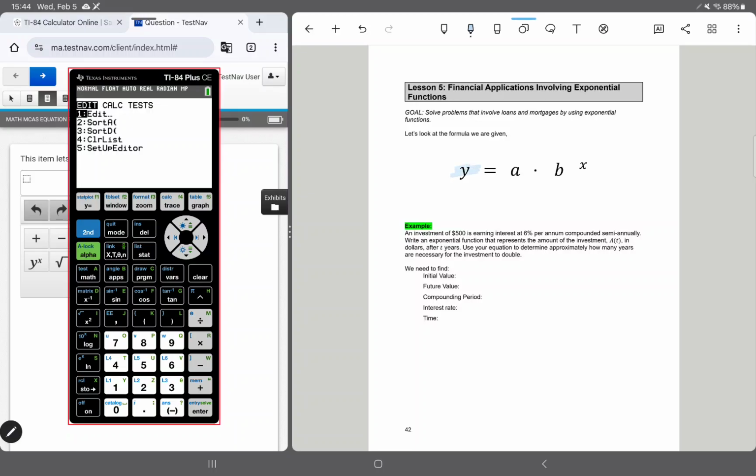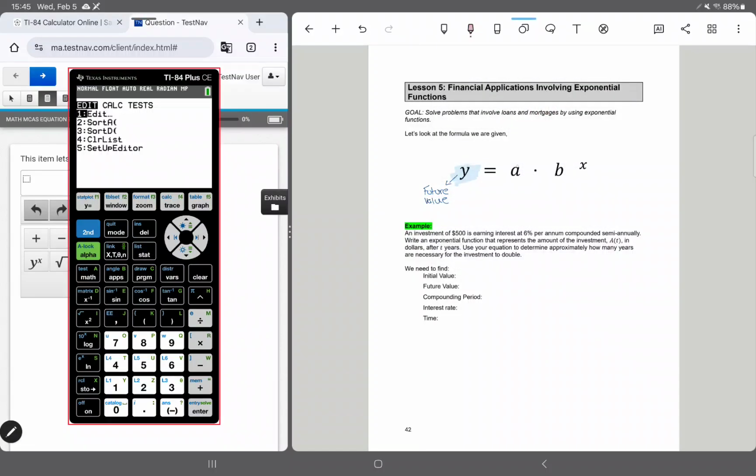So the first part, y. Well, if you remember from any exponential that we've done so far, this is always your future value. It's what's going to happen. It's going to be how much money will there be after this amount of time, how many bacteria will be after this, what's the population going to be in the future. So y is always the future.